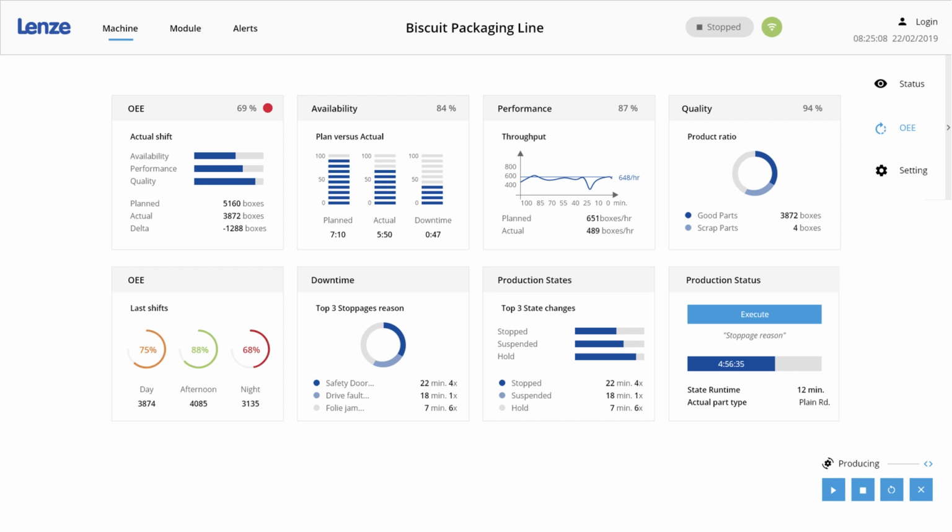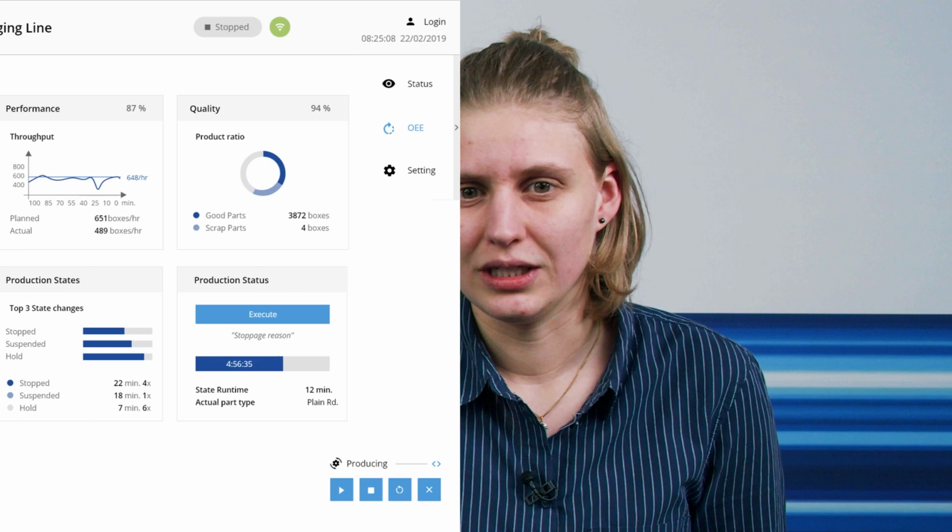OEE in general is a KPI that is used by the machine operators to have an overview of how their production is running, whether their outputs are high or low, and what the reasons are for that. And downtime tracking can be an addition to this because it details some information of the OEE and thus helps to get deeper knowledge and find the reasons for low OEE and outputs.